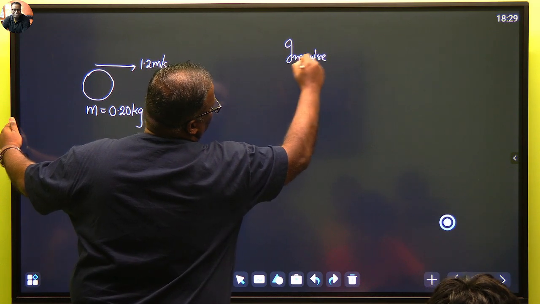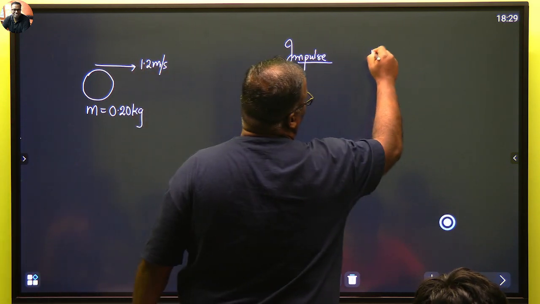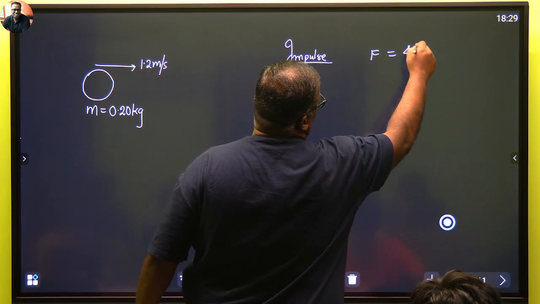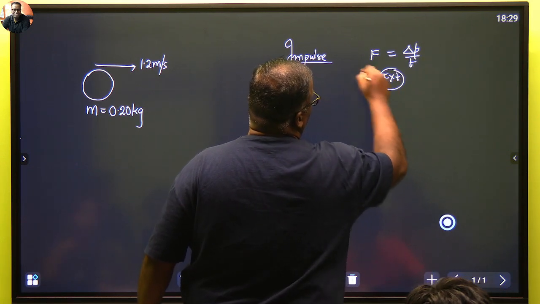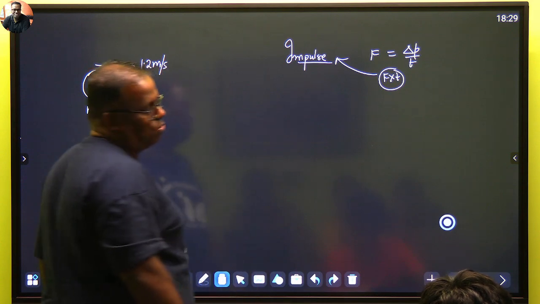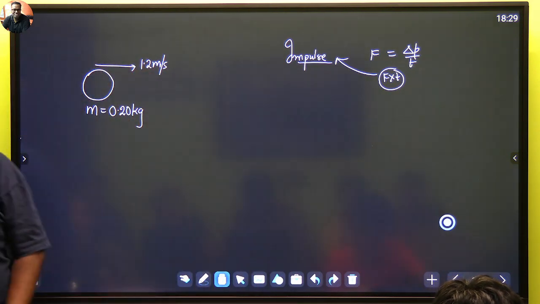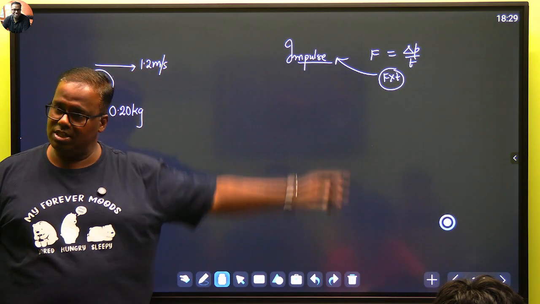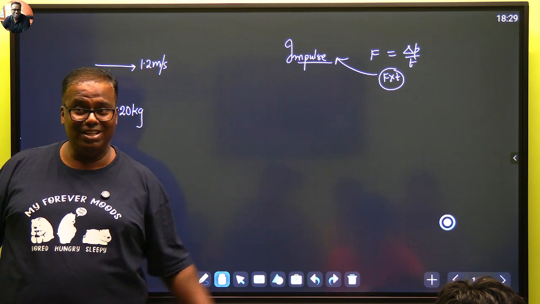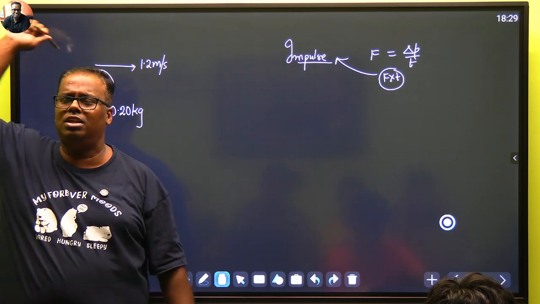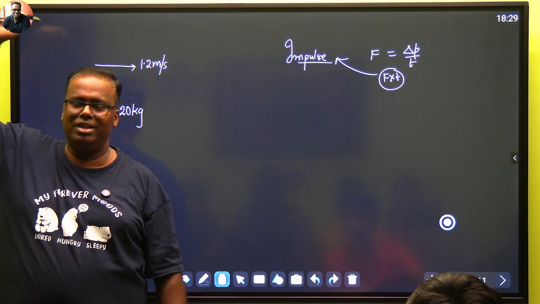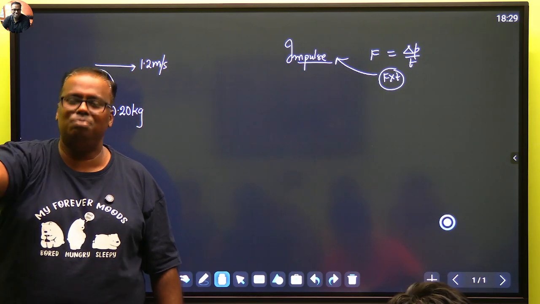First of all, look at impulse. Where does impulse come from? Force equals change in momentum over small time, and that force into time, this quantity is called impulse. So how will impulse be found? Either somebody has to give me force and time, or it will be by change in momentum. But in this problem it will be by change in momentum because the mass is already given, the velocity is already given. Find the impulse. Tell me.